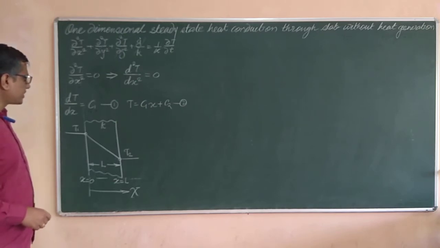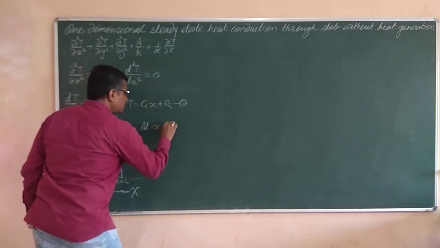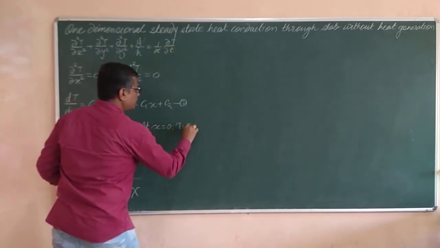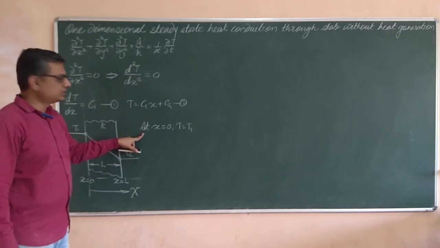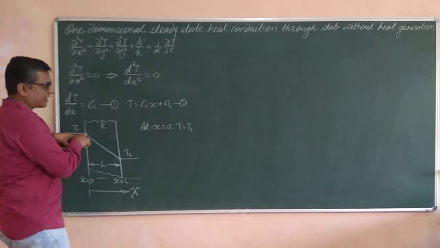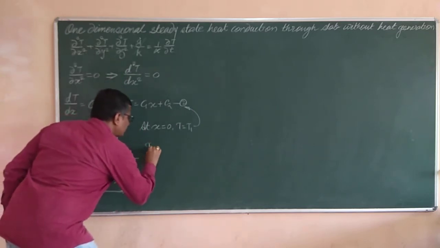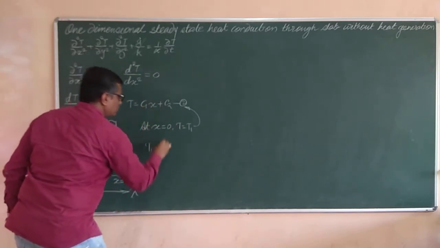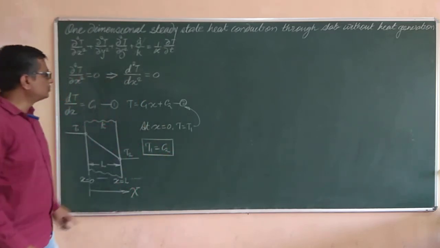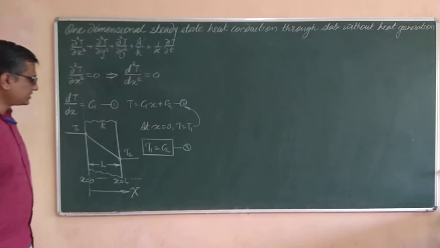I am going to take the first boundary condition, that is at x is equal to 0, temperature T is equal to T1. If I put this boundary condition into equation number 2, what I get is T1 equals, x is 0, so this term will be 0, and this will be C2. This is the value of constant C2. So C2 is equal to temperature T1. Let's say this is equation number 3.